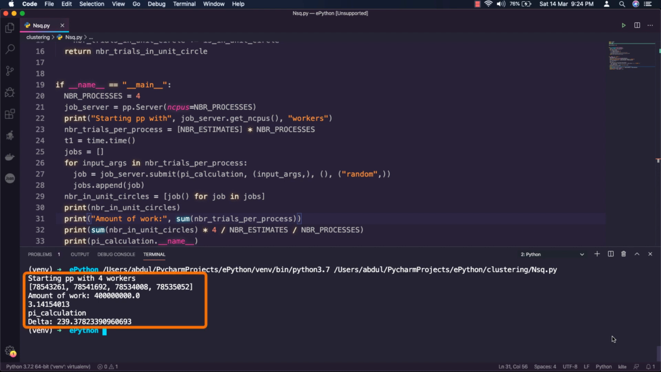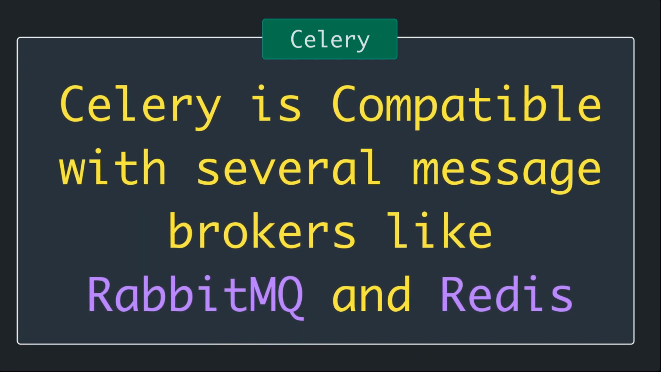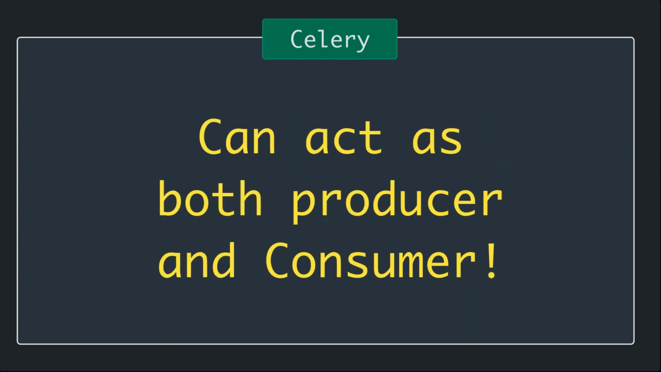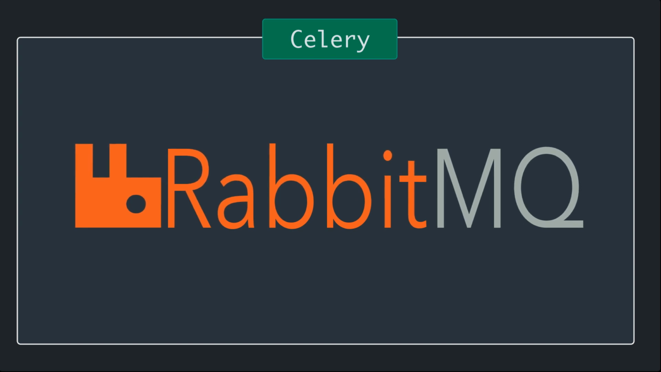That's how parallel Python works to execute parallel tasks. Let's now explore the second option to implement clustering in Python, and that's Celery. Celery is one of the most popular background job managers in the Python world. Celery is compatible with several message brokers like RabbitMQ or Redis, and can act as both producer and consumer. In this video, we are going to use RabbitMQ as the message broker for Celery.